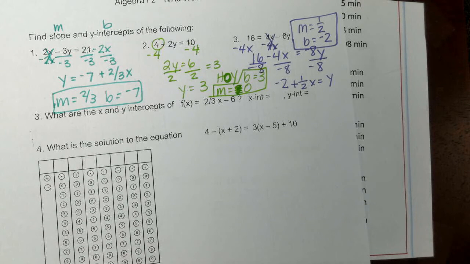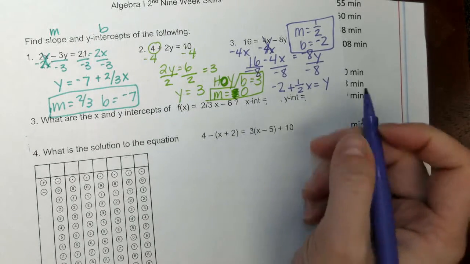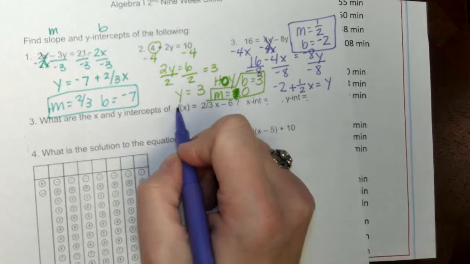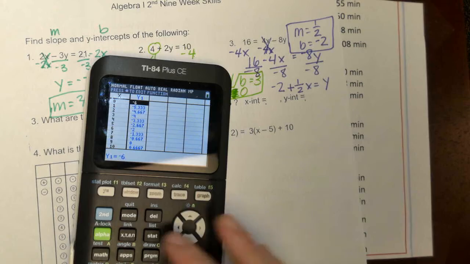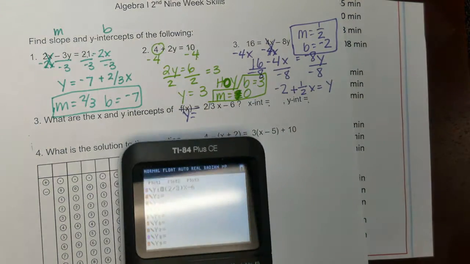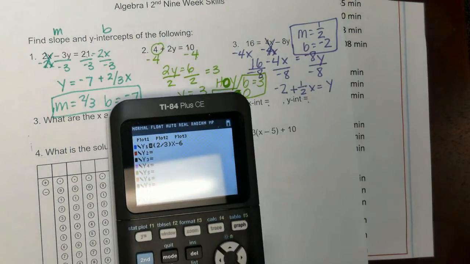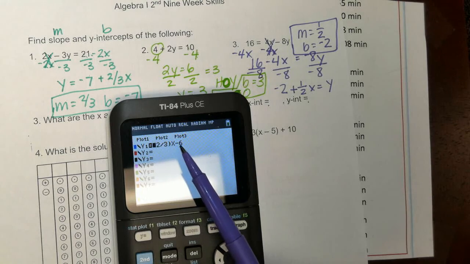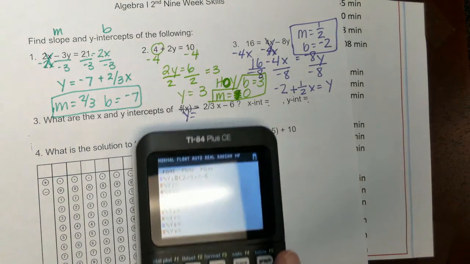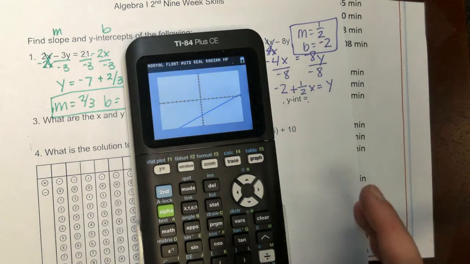So what are the x and y intercepts of f of x equals 2/3 x minus 6? Okay, so let's look at that one. We have to have an x and a y intercept. When you see f of x, you should always think y equals. So I'm going to put this in my calculator for y equals. I've already done that. Remember, when you do a fraction, you put it in parentheses: 2 divided by 3, parentheses, x minus 6. All right? And I'm going to graph that.